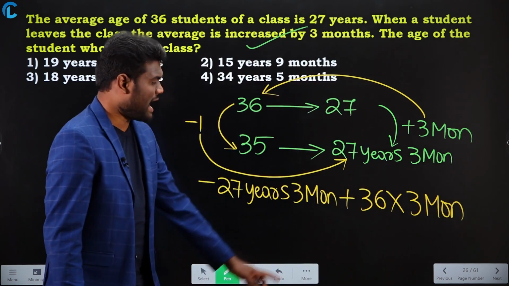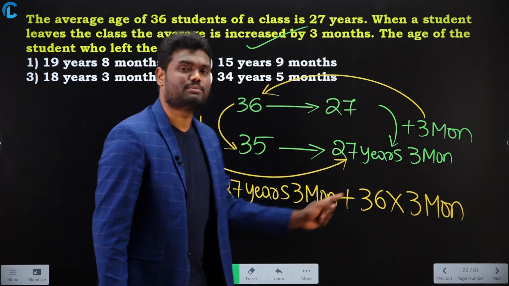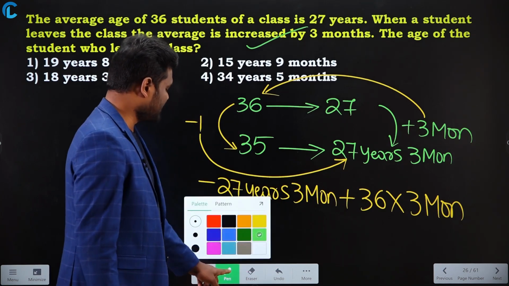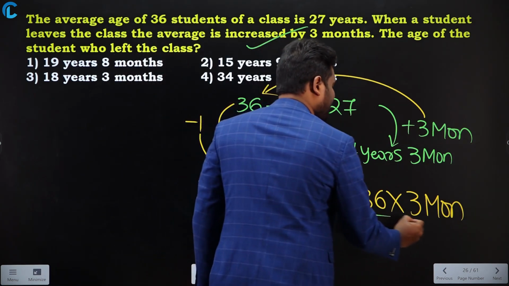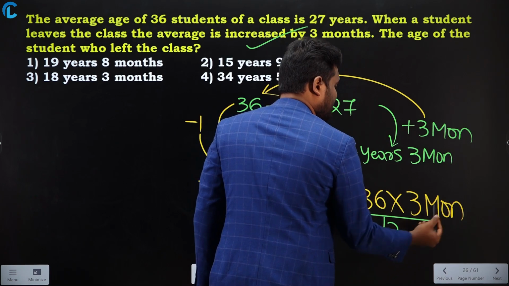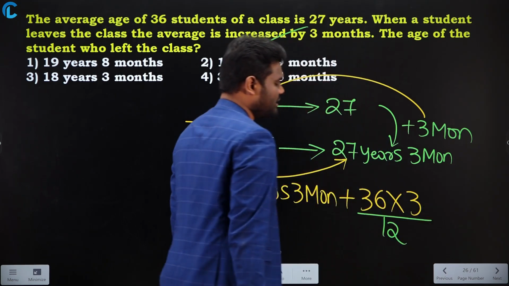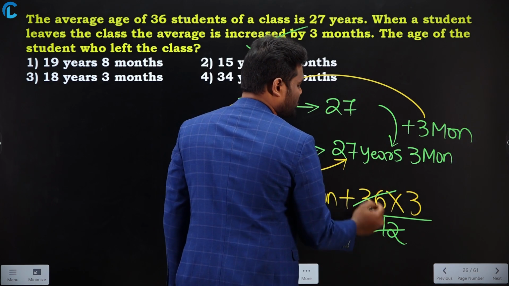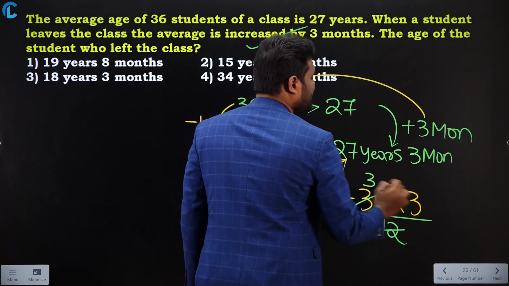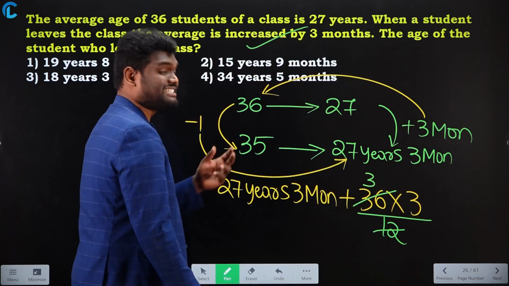Now what I need to do? I need to convert these months in terms of years. As I need to convert these months in terms of years, now I need to divide it by 12. When I divide it by 12, then what happened? Months will be converted in terms of years. 36 cancels in 12. How many times? 3 times. So 3 into 3 is nothing but 9, which means 9 years.